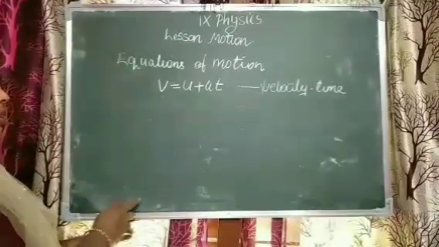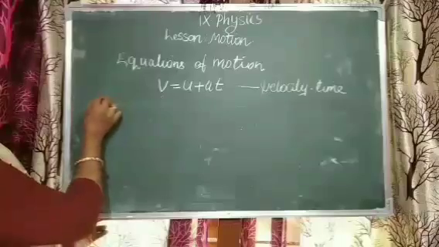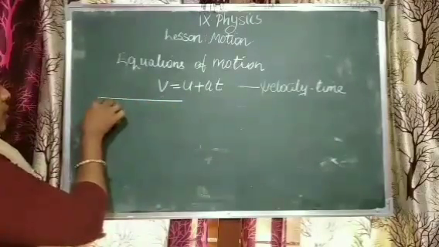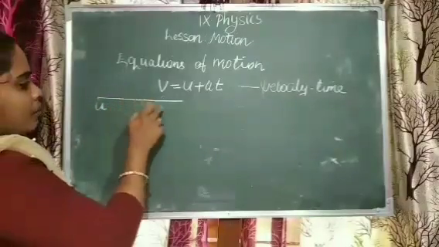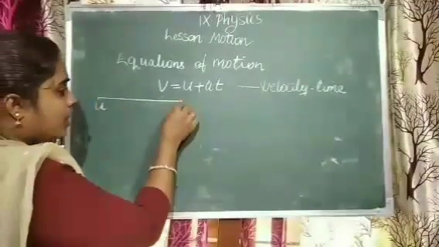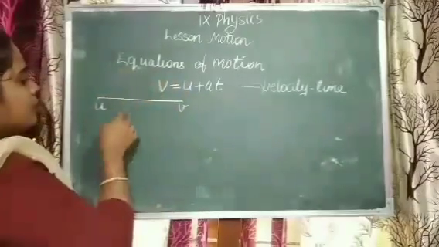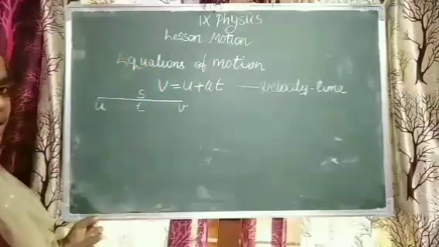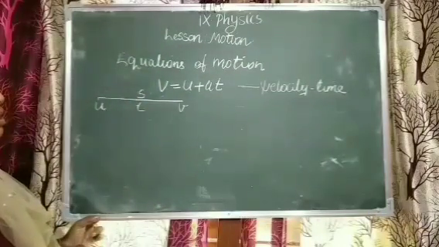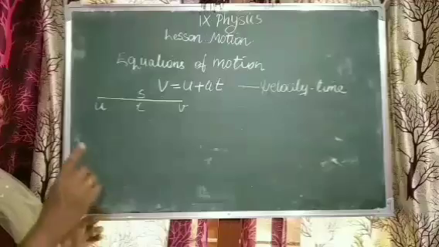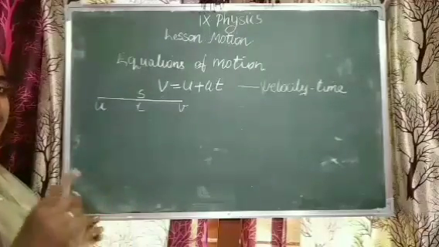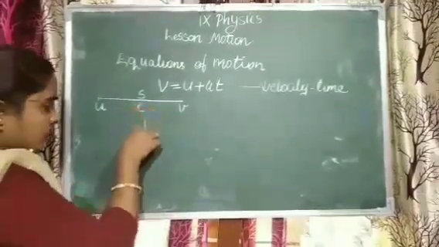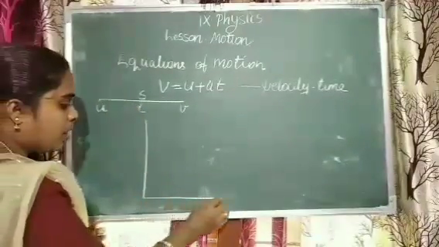For that, let us consider an object moving along a straight line. Its initial velocity is u, and after a time interval its final velocity is v. During this time interval, it travels a distance s. We are going to represent this by using a velocity time graph, the velocity time graph for uniform acceleration. You already learned how to draw it.